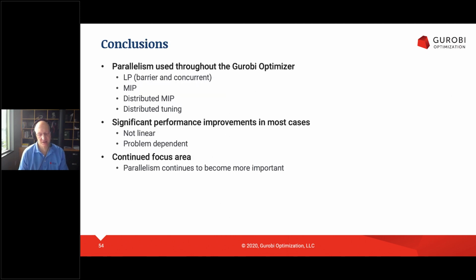So quickly, conclusions. So we use parallelism throughout the Gurobi optimizer. Basically, if there's an algorithm in the code and there's an opportunity to exploit parallelism, we've probably tried to exploit it to the extent possible. So LP, MIP, distributed tuning. Performance improvements are significant, and in most cases, you don't actually have to do anything. We just automatically grab the available cores and use them.